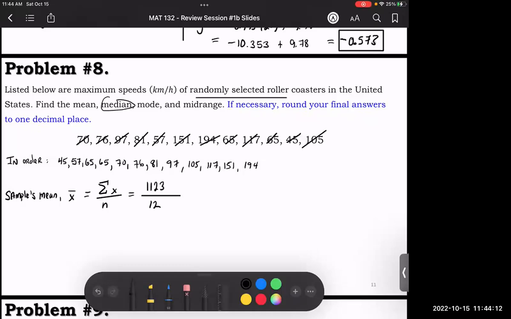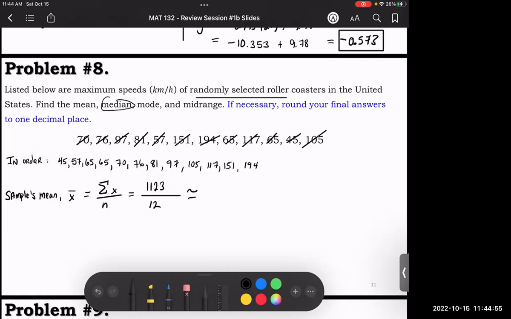We have 1,123, and we divide that by 12. Just make sure that you follow the rounding directions. So here we're rounding final answers to 1 decimal place. So when you do 1,123 divided by 12, what do you guys get? I got 93.58. Careful. Oh, yes, 93.58. I think somebody entered 93.33. I think you made a mistake. It should be 93.58.